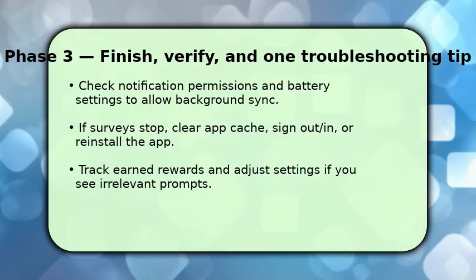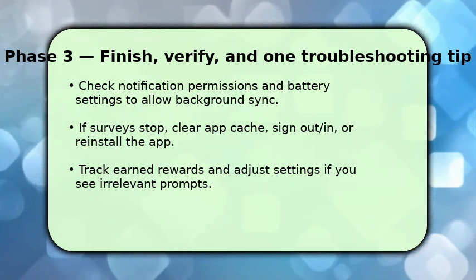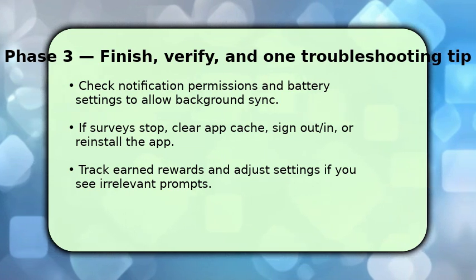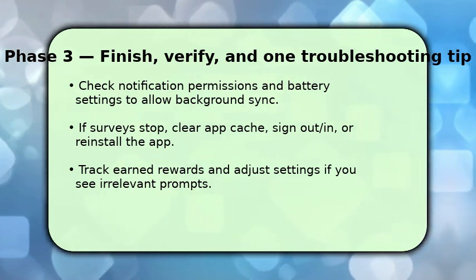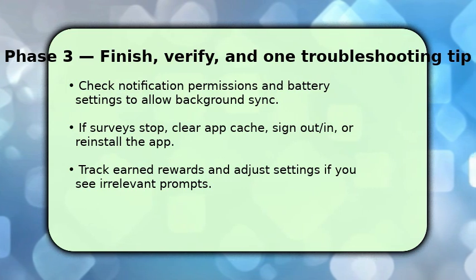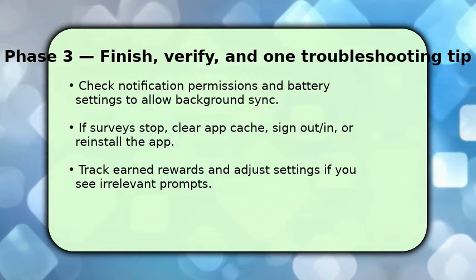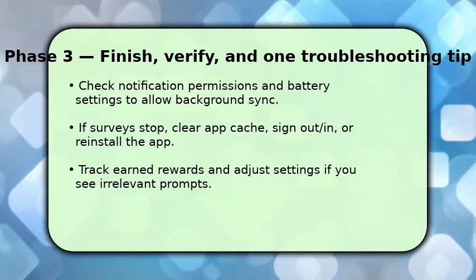Finish by ensuring the app can notify you. Allow notifications, disable restrictive battery optimizations, and let background sync run. If survey flow stalls, troubleshoot. Clear the app cache, sign out and back in, or reinstall Google Opinion Rewards. These steps refresh your profile signals.